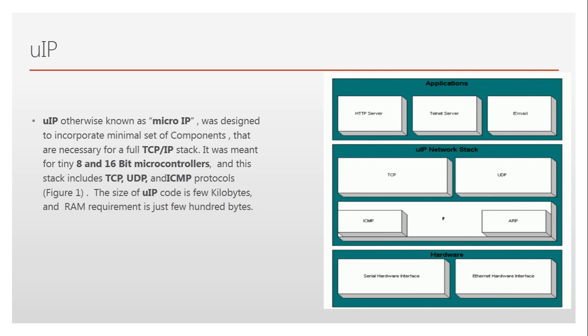So in a way, they incorporated minimal set of components, and they called that version of TCP IP protocol as micro IP. So this micro IP protocol stack worked quite well with the 8-bit and 16-bit microcontrollers. And that protocol stack included some of the essential protocols like TCP, UDP and ICMP protocols in its network layer. Now, the amount of memory this micro IP code consumes is just few kilobytes, and the RAM requirement is just few hundred bytes.